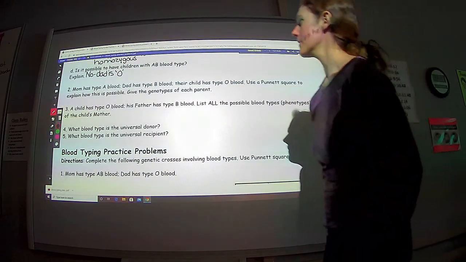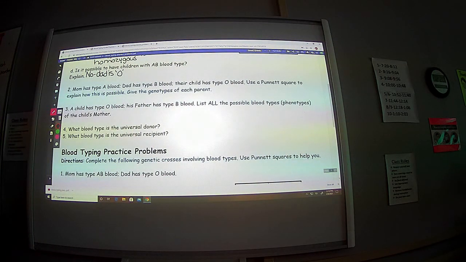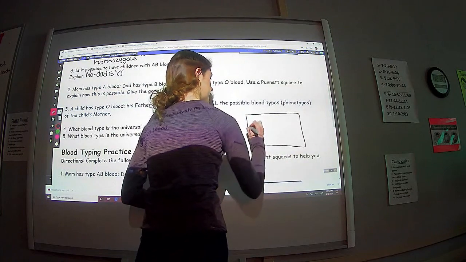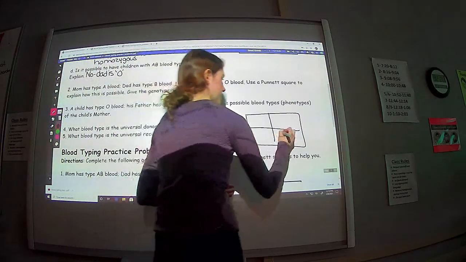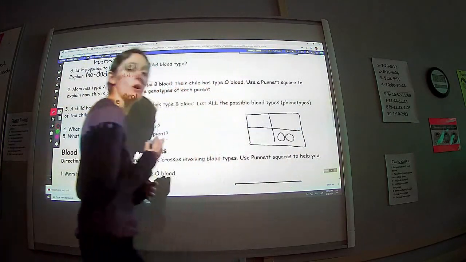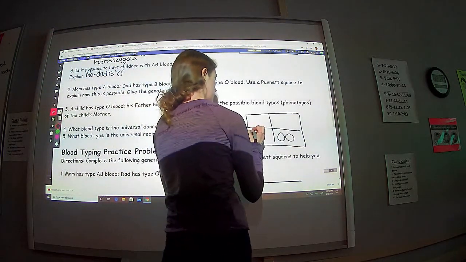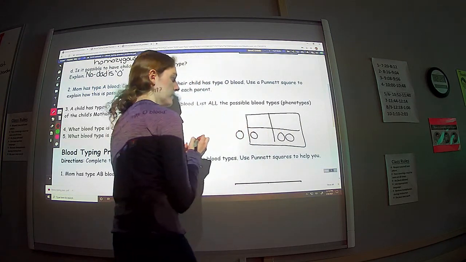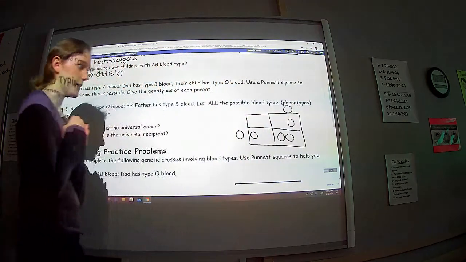Mom has type A blood, dad has type B blood. Their child has type O blood. Use a Punnett square to explain how this is possible. So you could work backwards in this example. If the kid is O, that means that at some point we have to have 2 O's in one of our blocks in order to get a kid that's O. So if I move that back over here, that means that one of these O's had to come from a parent over here. And I'll be putting it up here as well. One of those O's had to come from a parent up there.